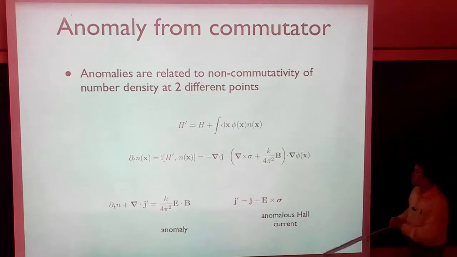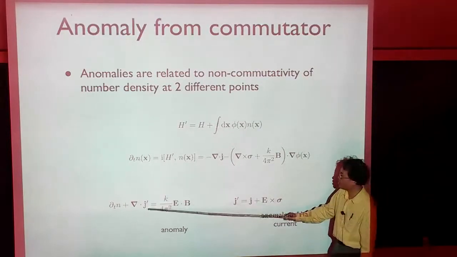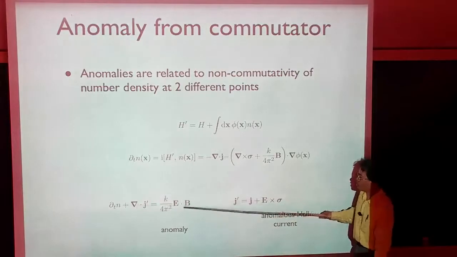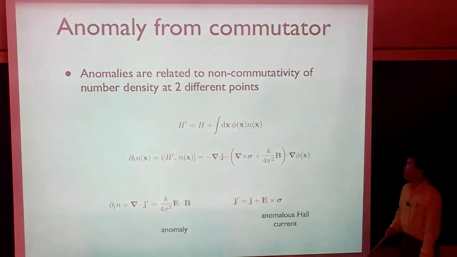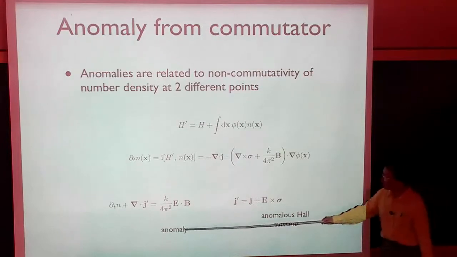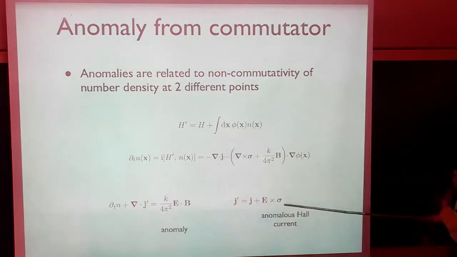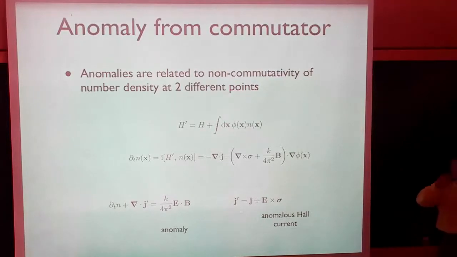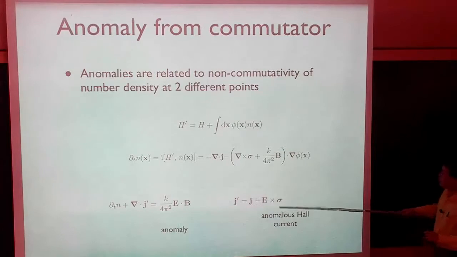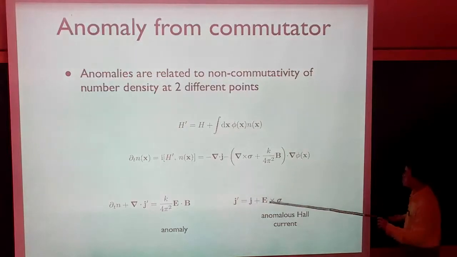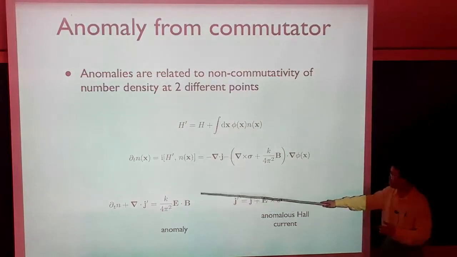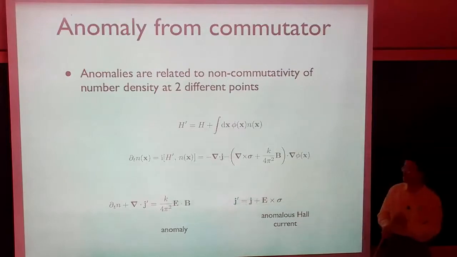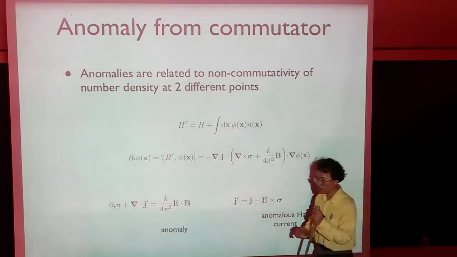And so we find that we can absorb part of that in the current, but the remainder is still non-zero, and it's exactly equal to E dot B. And we see that there is an anomaly here. Also, in some cases, if the Berry curvature has a more asymmetric form than just the field of the monopole, we can also see an anomalous Hall current in the system. But the anomalous Hall current is not directly related to the anomalies. The anomaly is just non-conservation of current in the presence of E dot B.